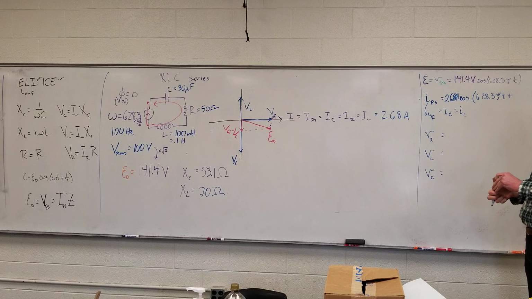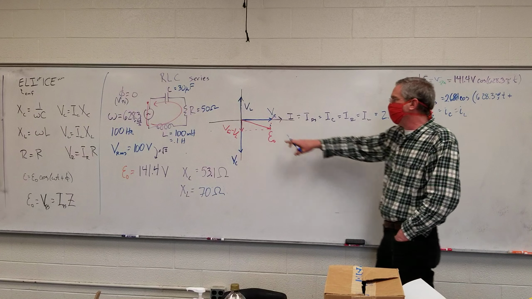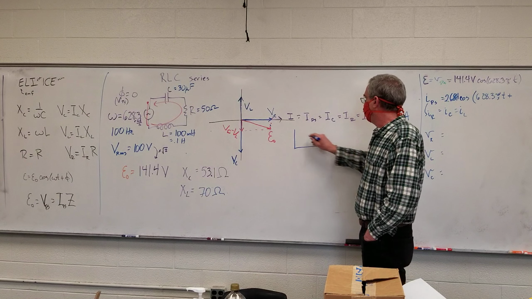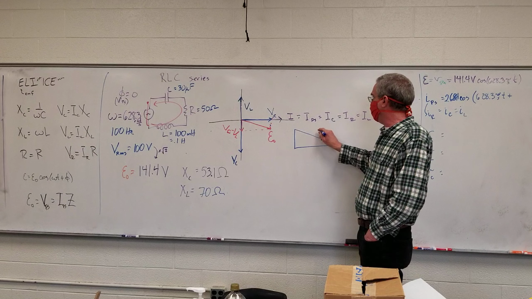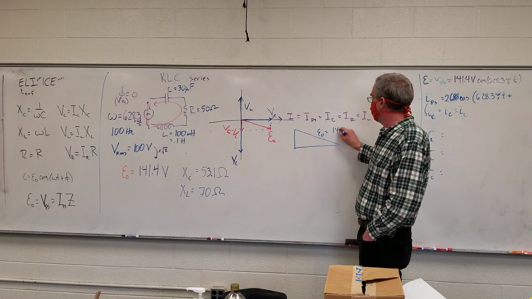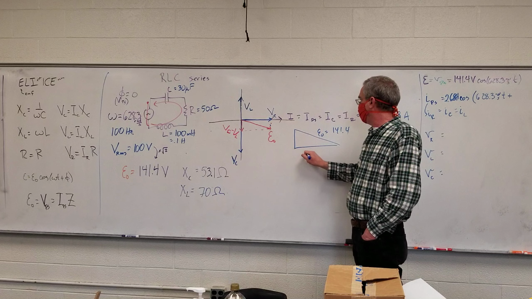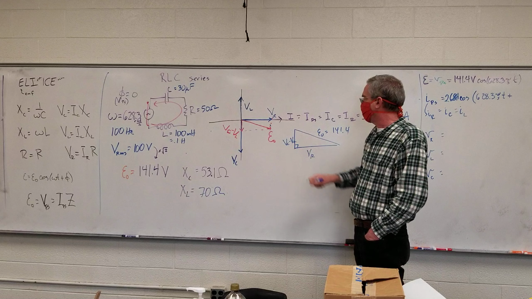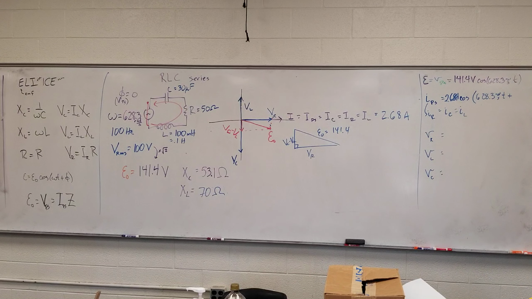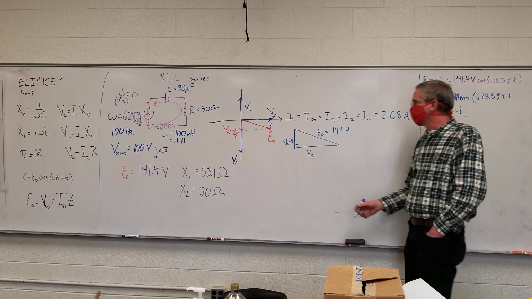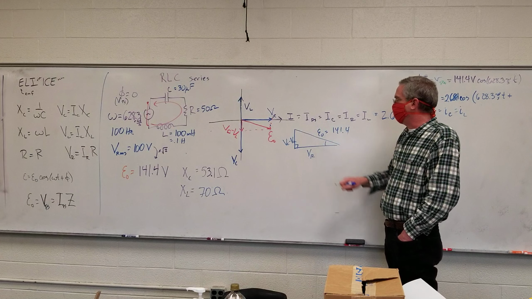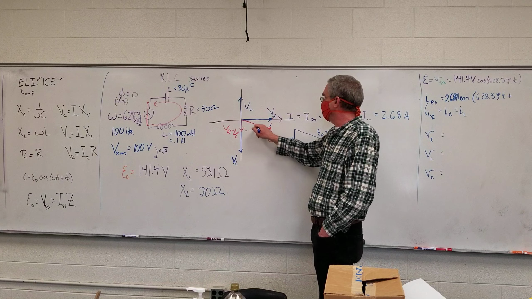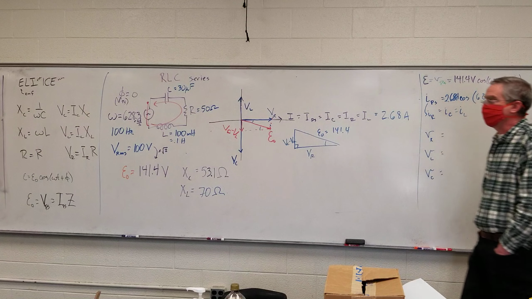At this point, we still need to start picking stuff out here. I thought for my right triangle here, I know my hypotenuse is epsilon sub naught, which is 141.4. I know that this is VR, and this is VC minus VL. That's a right angle there. I need to figure out this angle right there. Those are the same value.